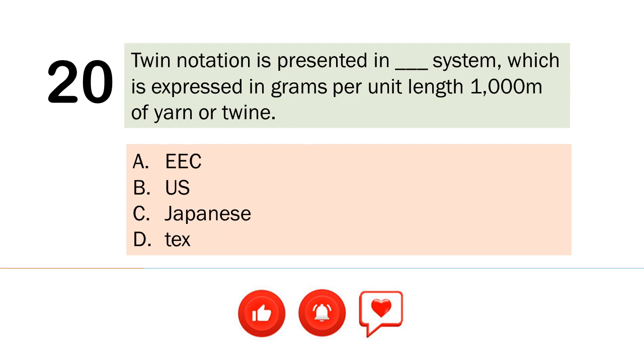Question number 20. Twine notation is presented in blank system, which is expressed in grams per unit length 1,000 meters of yarn or twine. A. EEC. B. US. C. Japanese. D. Tex. The correct answer is letter D.